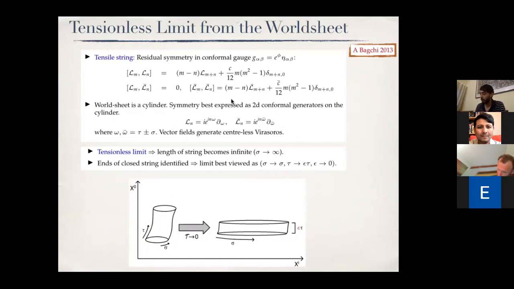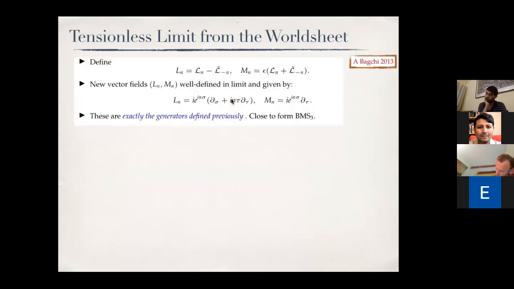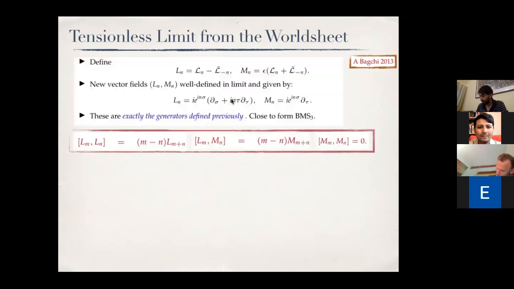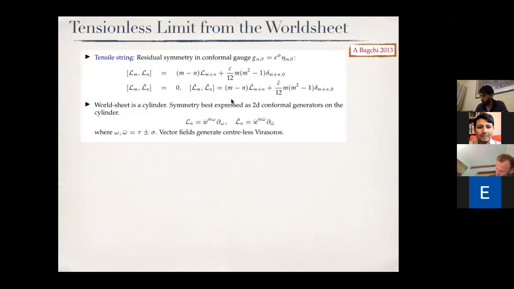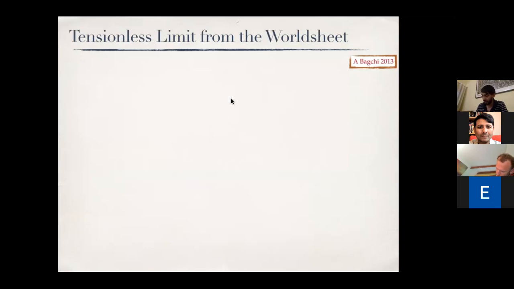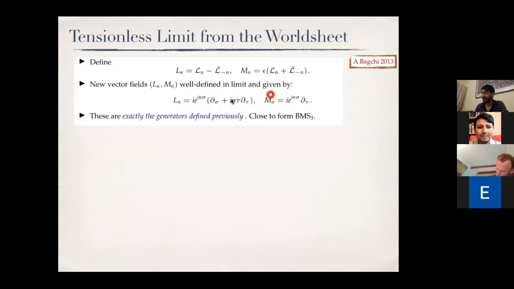So let's see how you take this limit. What you do is you define these flat L_n's and flat M_n's as linear combinations of these curly L_n's and L̄_n's, and these new vector fields are well defined in the limit. You can just go back and take those linear combinations, and you will see that L_n is of a form like this, and M_n is of a form like this. This is exactly what the previous analysis of residual gauge symmetry also gave you. These are the exact forms. So this closes to form the three-dimensional BMS.